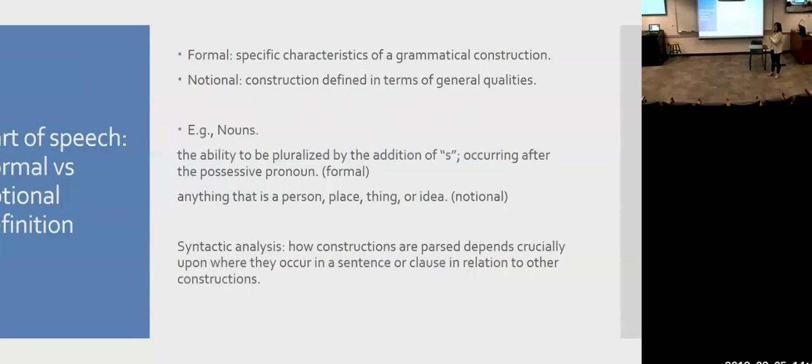However, here in linguistics, we focus more on the formal definitions. The formal definition refers to the specific characteristics of a grammatical construction. Does that make sense? So, for instance, sometimes we get so confused if we only talk about the notional, right? If we feel like, I don't think this is a thing, or a place, or a person, why is this still a noun? Do you think we have some examples like that?